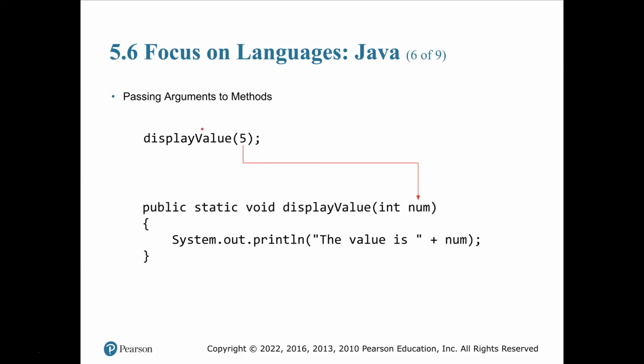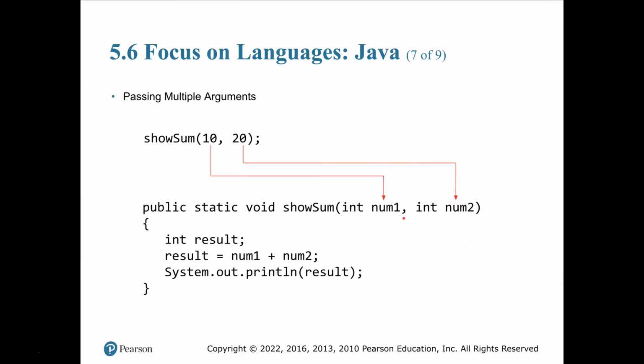Here's how we call it. We call display value, and we put an argument here. In this case, we're passing the literal integer 5. We could also pass a variable there. We could pass the result of a function, whatever data or data structure we're using to maintain that data. This is an argument 5 passed into the parameter num. Here's an example of multiple parameters. This defines two, num1 and num2, and then we simply use a comma delimited list to pass the arguments in.